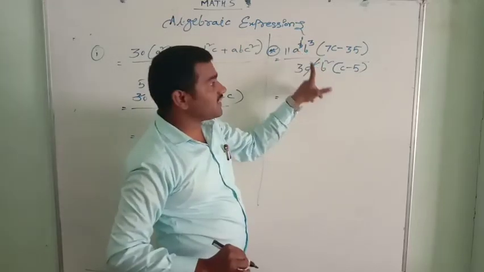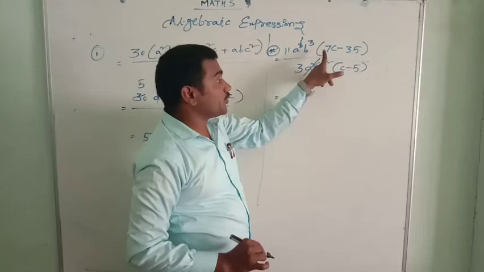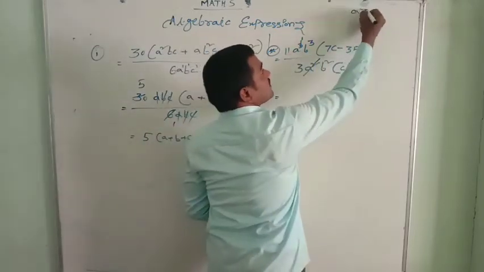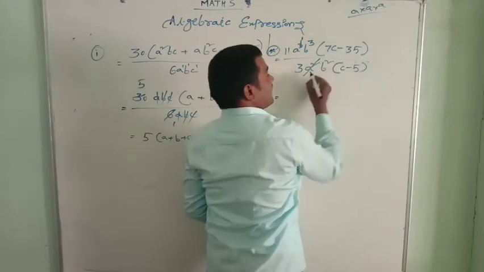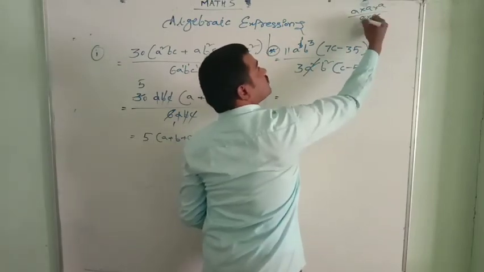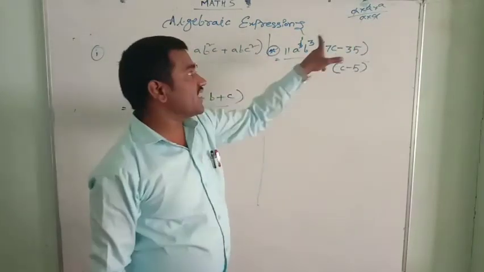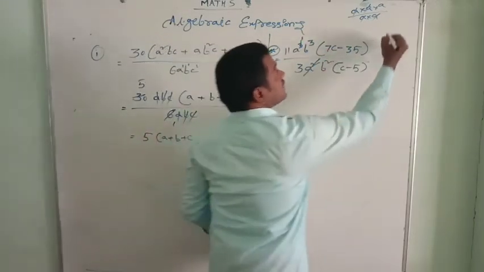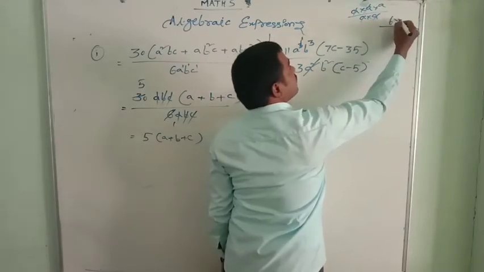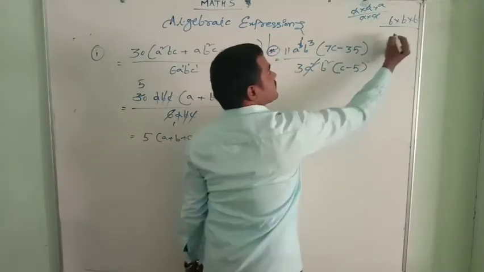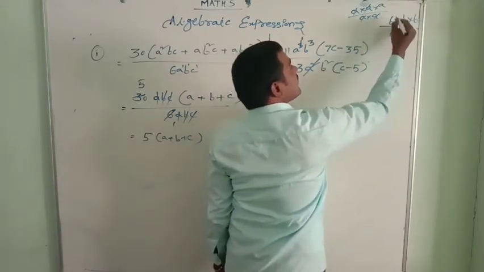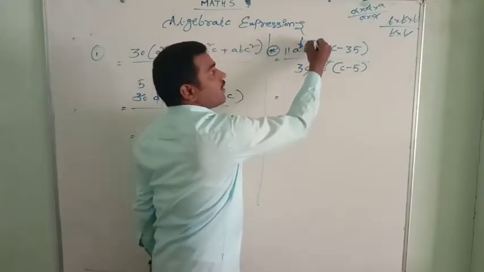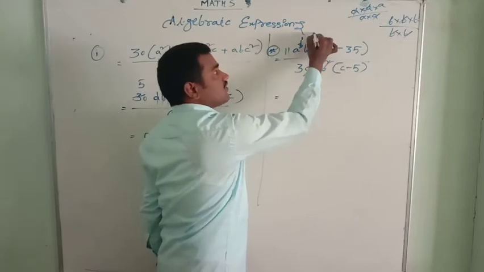Here a cube means a into a into a, and here a square is a into a. These 2 a's are cancelled and one a is left. That means a to the power of 1 I have written. Now b cube is b into b into b, and here b square is b into b. Let us cancel. Out of these 3 b's, 2 I cancelled. So one more b is left.